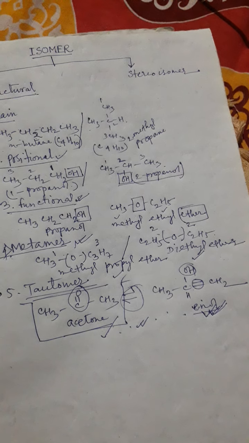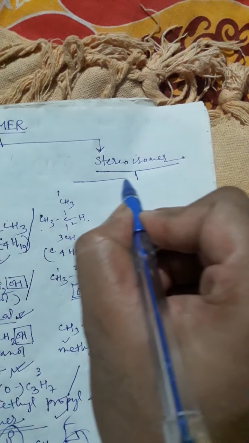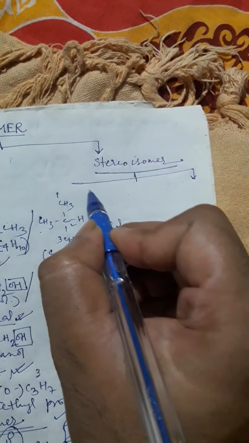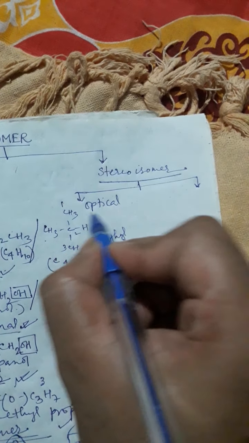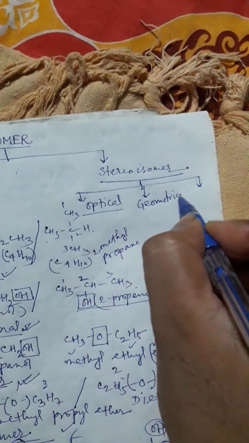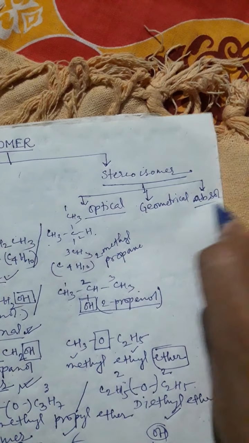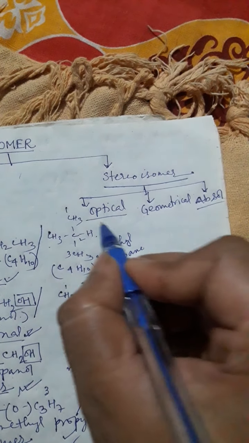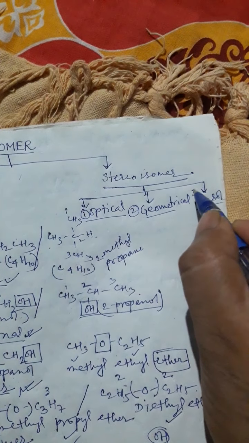Okay. Now coming to the next classification, that is stereoisomer. Stereoisomer again can be classified into optical isomer, then geometrical isomer, and absolute isomer. So optical, geometrical and absolute.